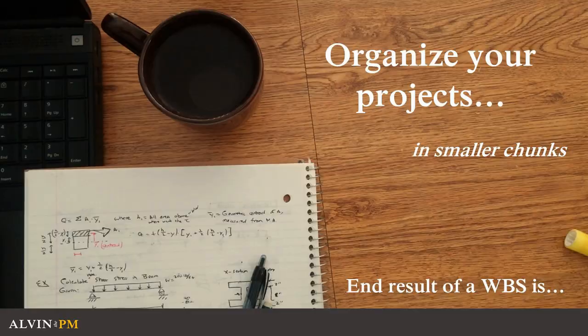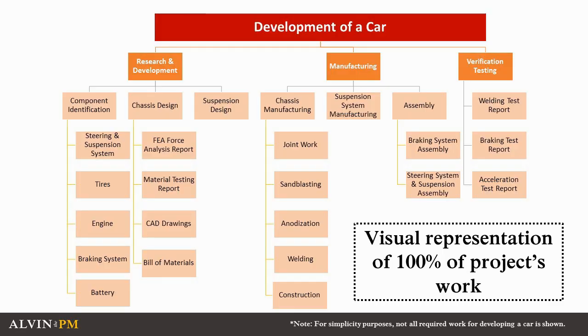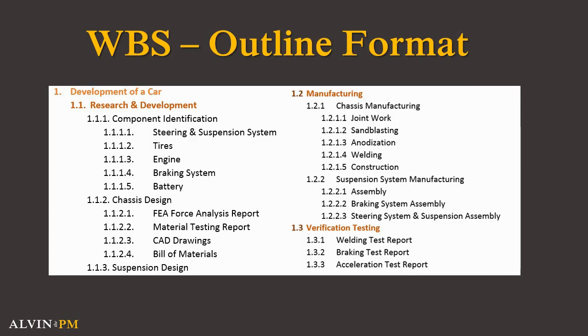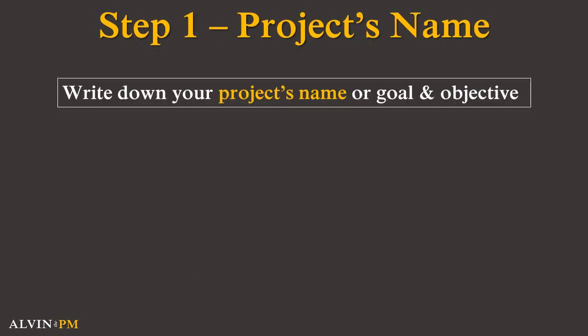The end result of a WBS is a visual outline of all of the work that's required to complete your project. The WBS can be captured as a visual representation, or it can be listed in an outlined format as shown here. To start off, you first want to write down the name of your project or the goal and objective that your team is trying to accomplish.